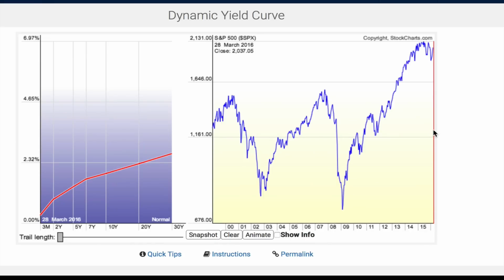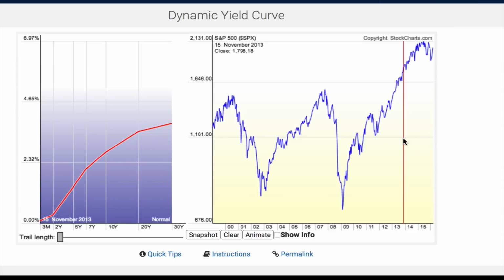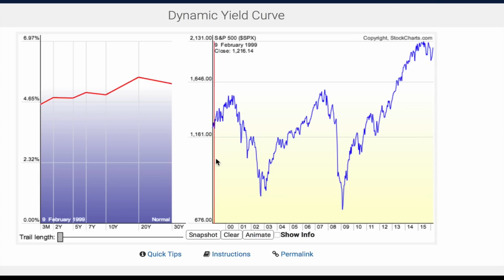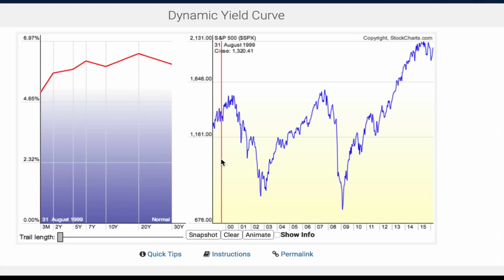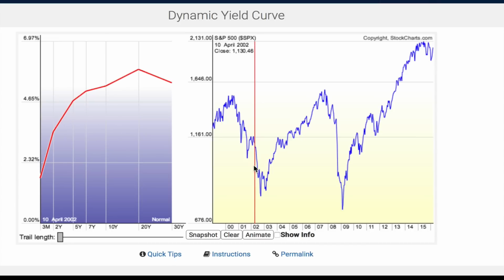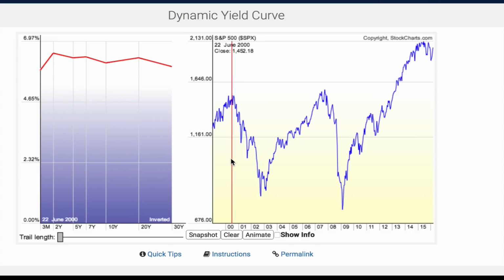I've shown this before, at least to my insiders and so on, but you can play this automatically where it sweeps. This is the S&P 500, and the day that it sweeps through this red line, it's displaying what the yield curve was. In other words, the yield that the 3-month Treasury, the 2-year, the 5-year, the 7, the 10, the 20, and the 30-year Treasury.